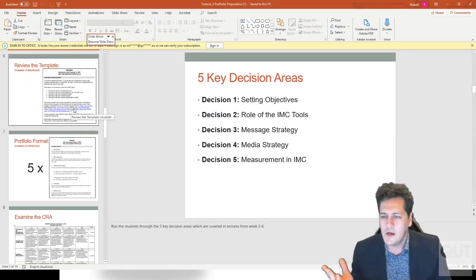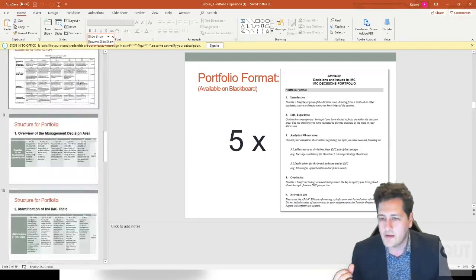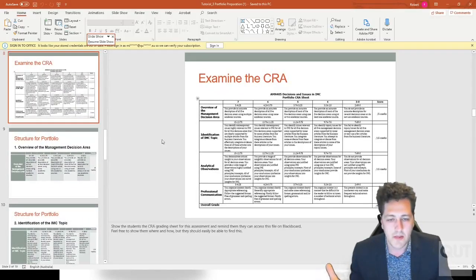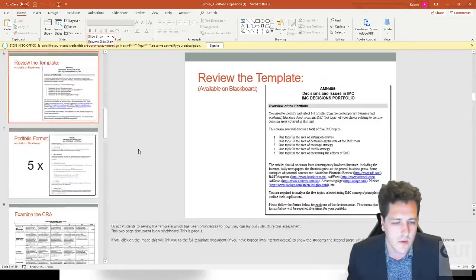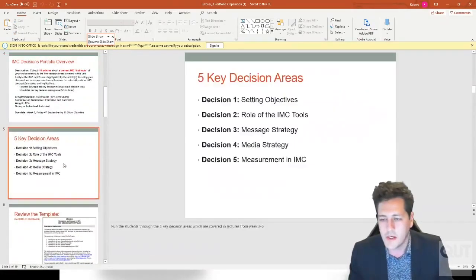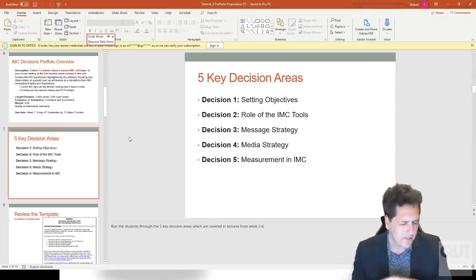And then Frank covered everything else really, really well. So the portfolio format, it's all available on Blackboard. You just go through, do it like this. And it should be fine. The CRA, he also did a very good job of explaining with the different overviews. I think that's a different version of the CRA, but you can find all the more relevant stuff on Blackboard. You really are just putting together a portfolio that shows that you understand what's going on in IMC today.